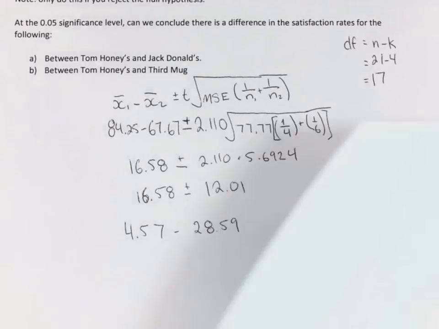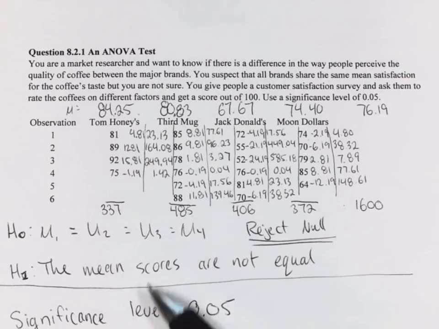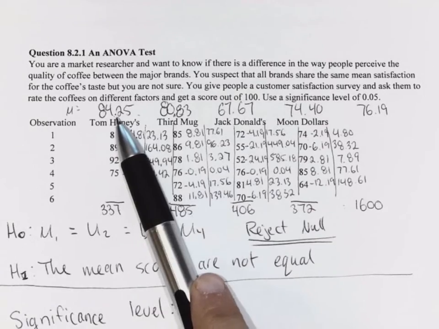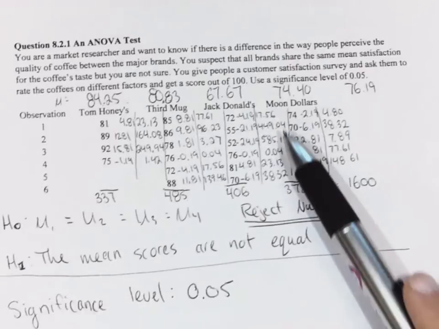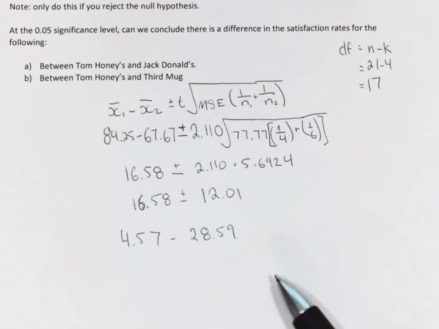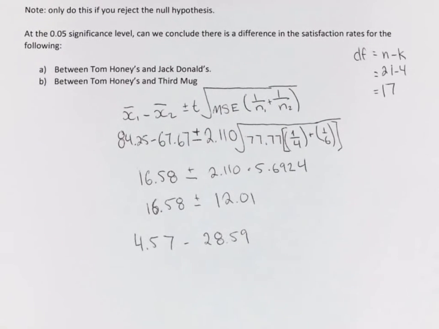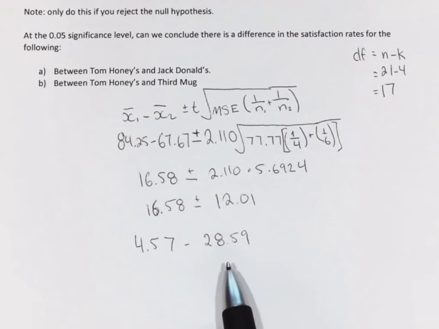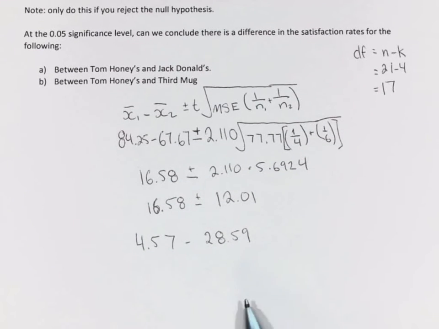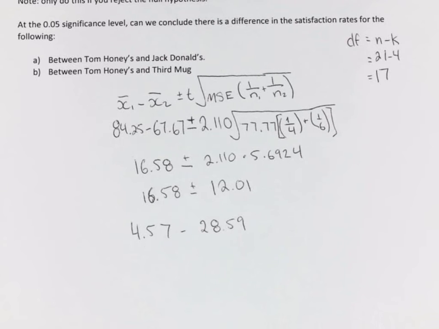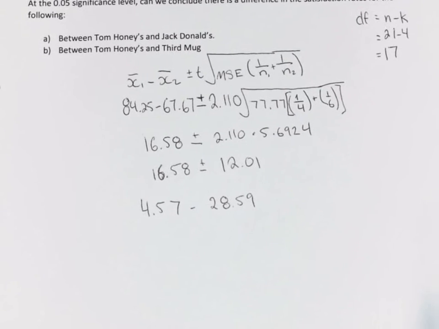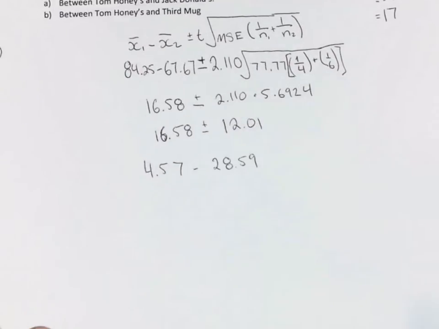Now looking at our last question, we see that Tom Honey's had an average satisfaction of 84.25 and Jack Donald's had 67.67. Without 0 falling within this confidence range, we can say comfortably that Tom Honey's has a better coffee than Jack Donald's. And it's not just chance satisfaction results that just happen to give those. So let's look at Tom Honey's and Third Mug.